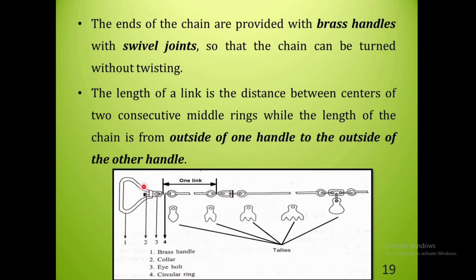In this figure, you can see that this is the brass handle which is provided at both the ends of the chain so that the chain can be turned without twisting. And here it shows one link, that is, the chain link will have 3 circular rings. From one central circular ring to the other central circular ring is called one link. And you can see the different tallies here. This has 1 tooth and this has 2 teeth, 3, 4 and this is provided at the 5th one.